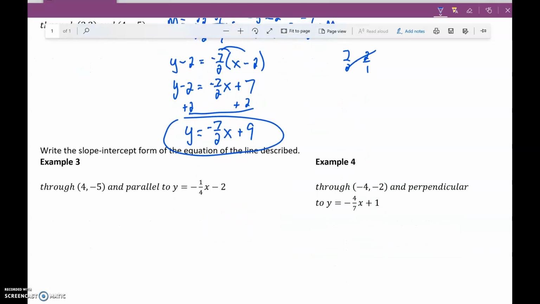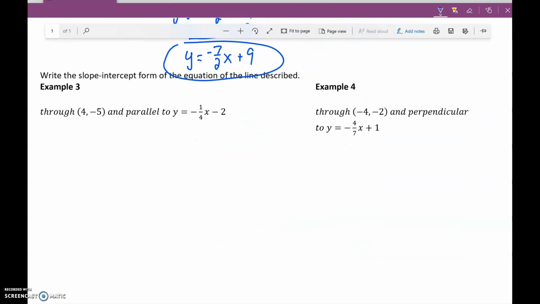All right, last 2 examples deal with parallel and perpendicular lines. If lines are parallel, then their slopes have to be the same. So if we want an equation of a line going through that point and is parallel to this equation, well, if we know it's parallel to this equation, we want to use the same slope. So I want it to go through this point and have the same slope as the line that's given to us.